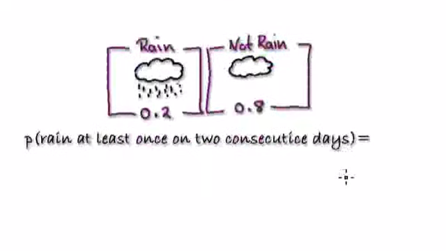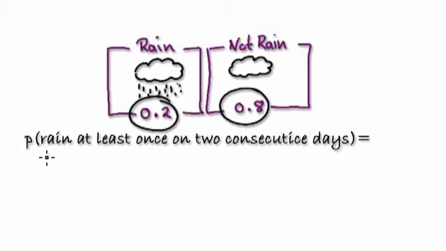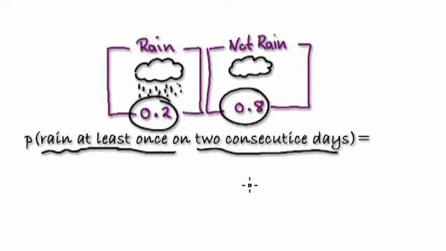Now it's your turn to have a go. Let's say the probability of it raining on any given day is 0.2 here, and the probability of it not raining on any given day is 0.8. I want to know what is the probability of it raining at least once on 2 consecutive days.